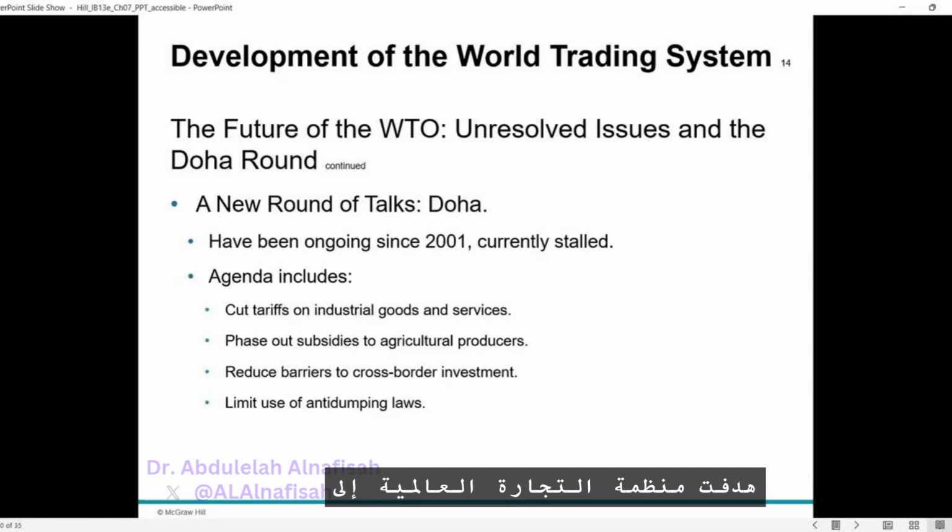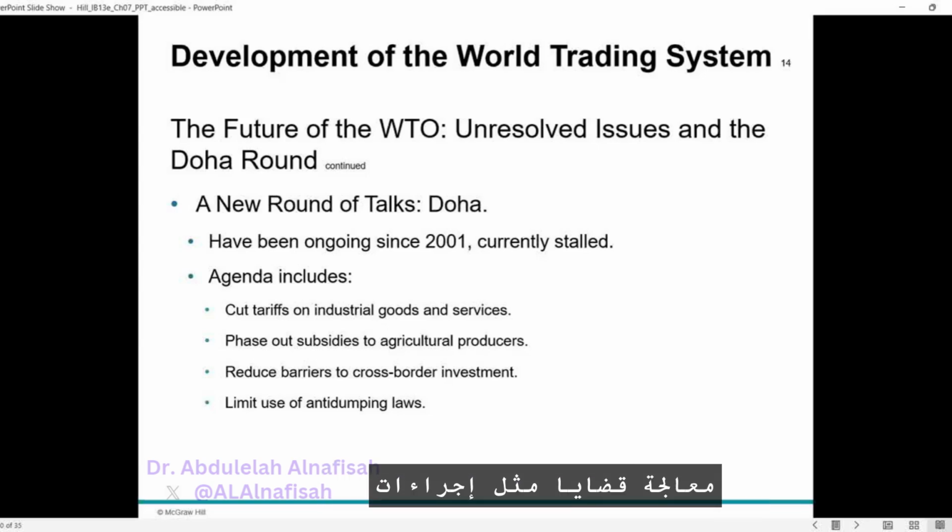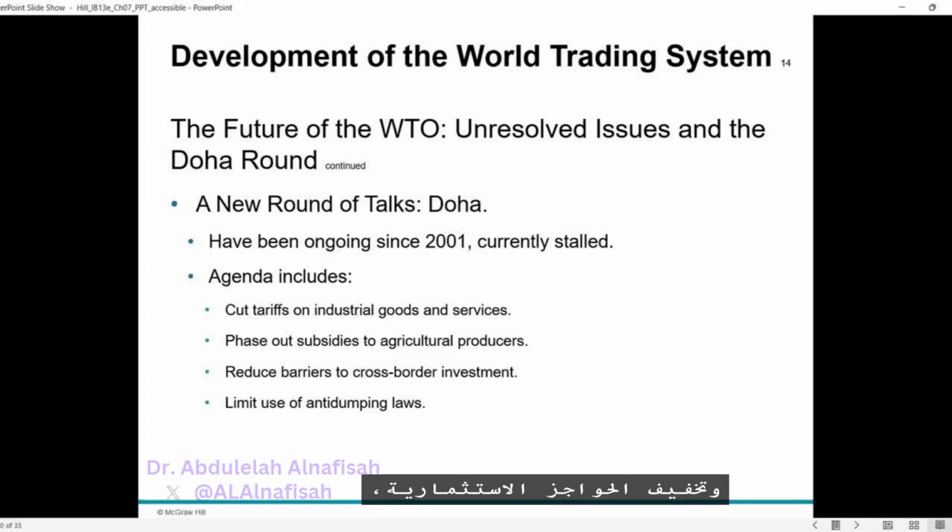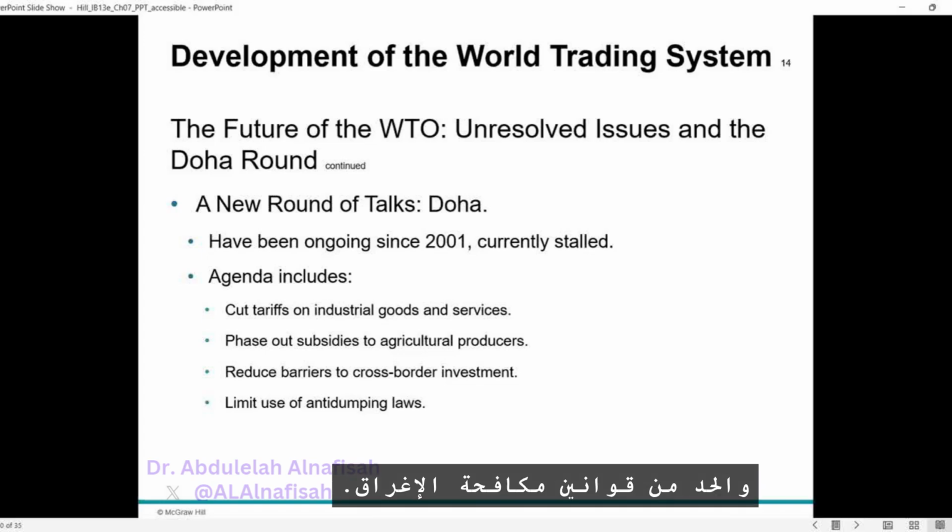In 1999, the WTO aimed to address issues such as anti-dumping actions, trade in agricultural products, intellectual property enforcement, and market access. After failed meetings in Seattle, a new round of talks began in Doha in 2001. The agenda included cutting tariffs, phasing out agricultural subsidies, easing investment barriers, and limiting anti-dumping laws. Compromises were made, with the EU and Japan conceding on subsidies and the US agreeing to revise anti-dumping rules.